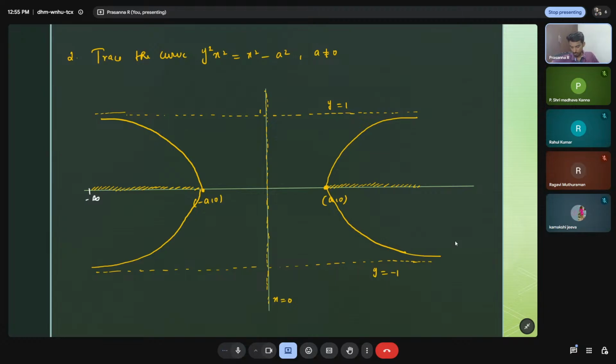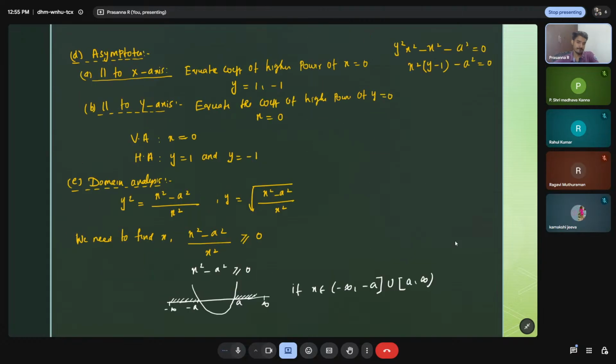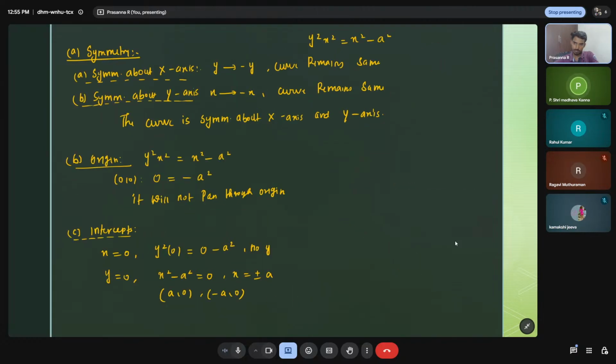Now we will do the third one. Third problem. Is it clear? Want the third sum?